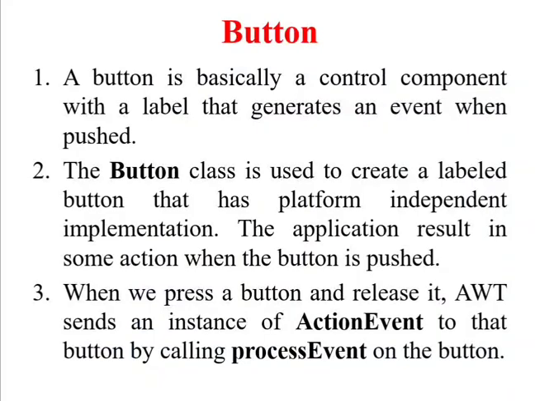You can construct a button either with no parameter, that is, a button with no text, or with a string representing the text on the button. Of course, you can always change the button text by calling the setText method on it. You can also set other properties of the button, such as its background color. The button is basically a control component with a label that generates an event when pushed. The Button class is used to create a labeled button that has a platform independent implementation. The application results in some action when the button is pushed.